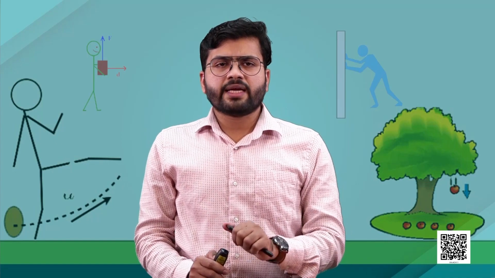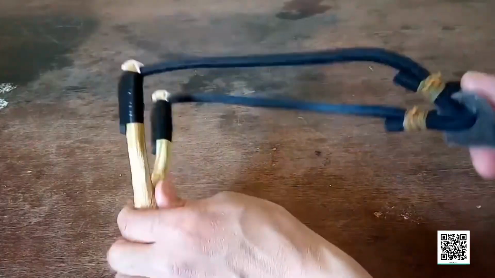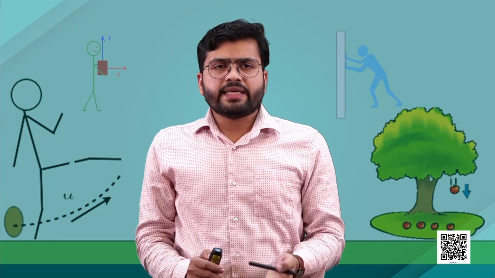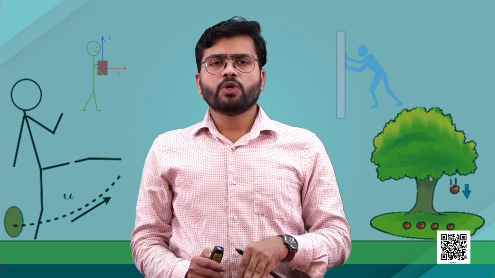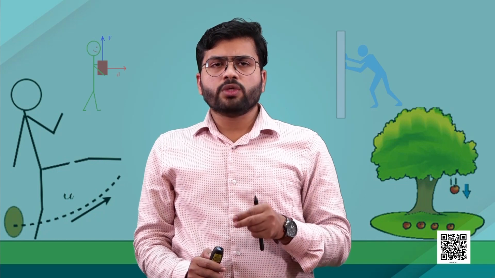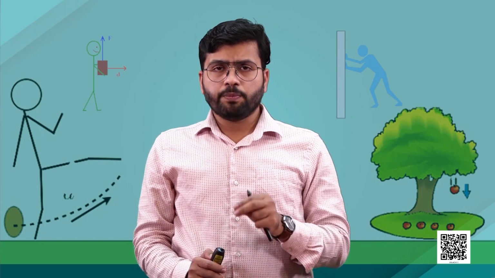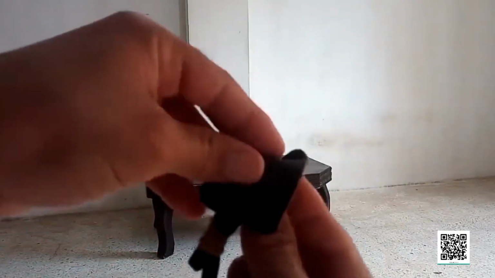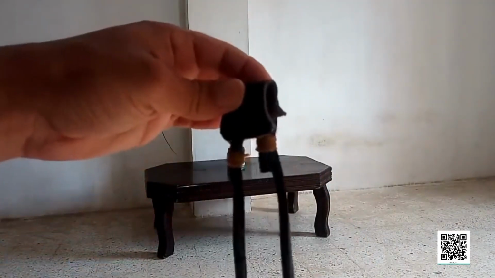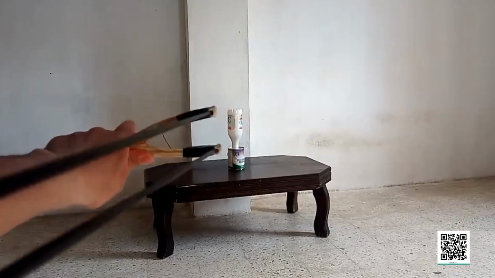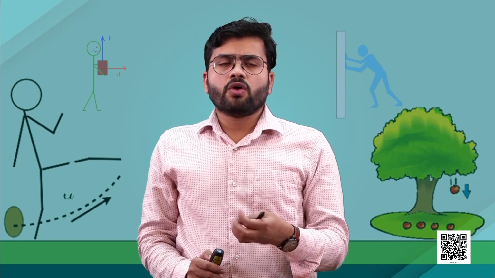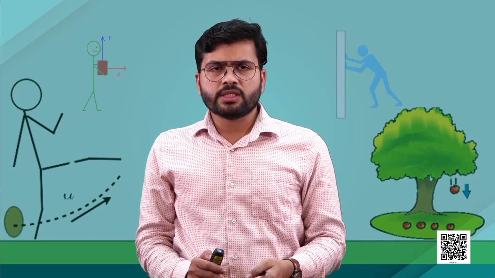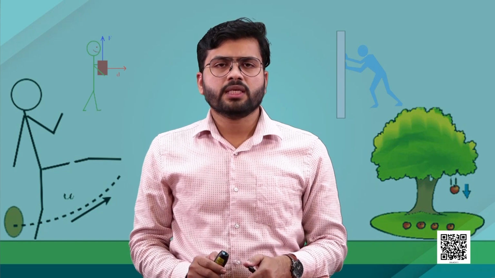Similarly, if you look at the catapult, when you pull it backward, we do a certain kind of work, and that work gets converted into energy and gets stored in the catapult in the form of potential energy. And the moment you release that rubber, it pushes that stone with a certain velocity. That means the rubber, due to its potential energy, does some work on the stone. So, this is how we can understand potential energy.